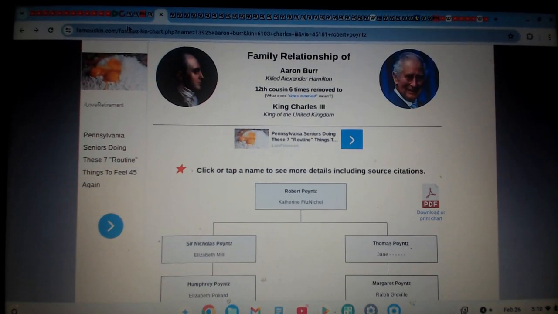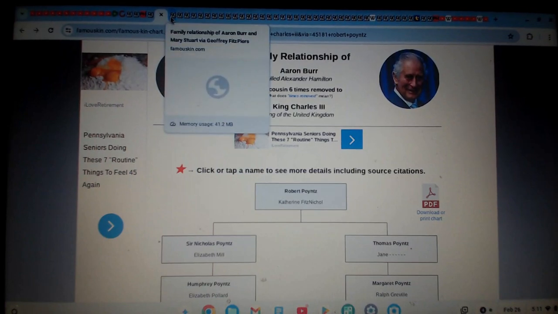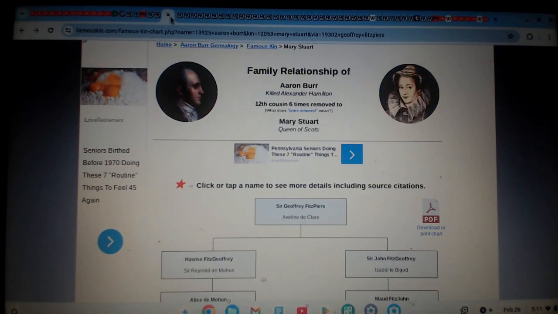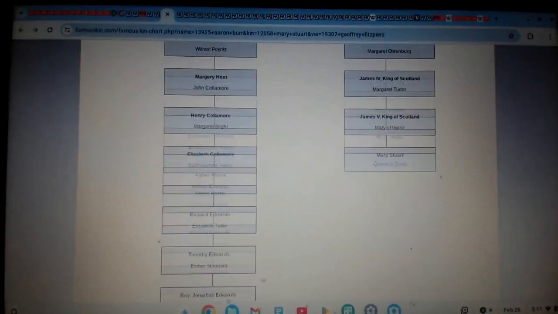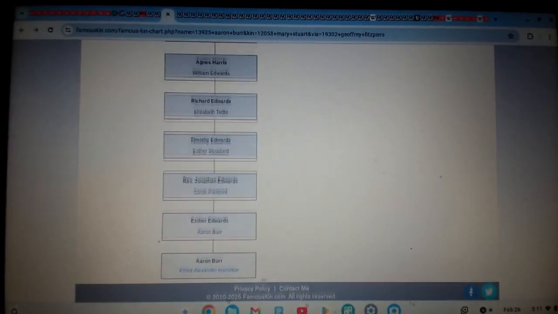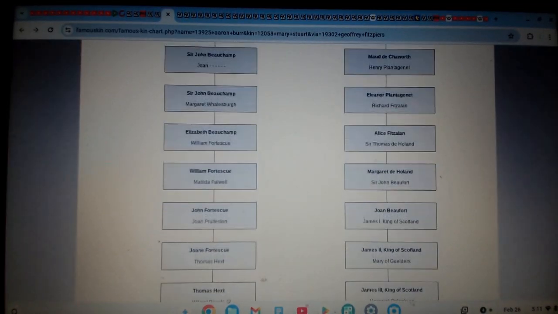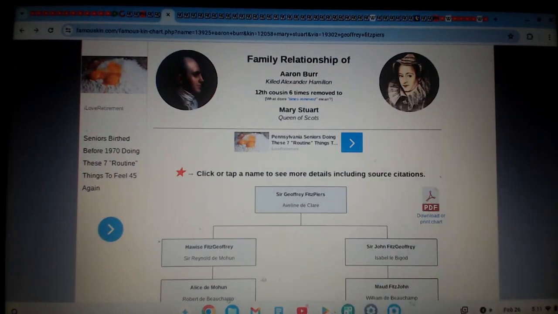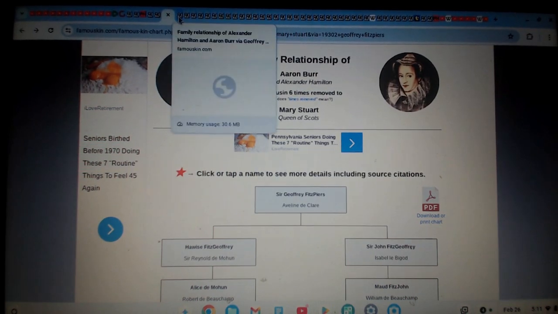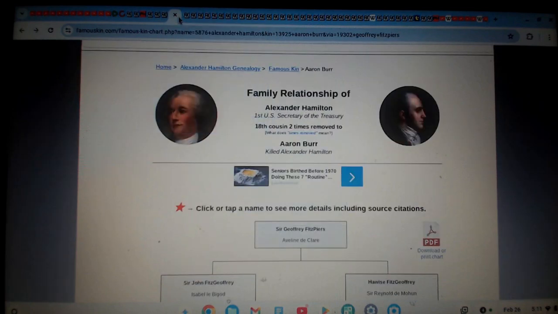Okay, well that's weird. How about this one? What about Mary Stuart? She's another one of the 7 kings, right? Oh wow. They share one grandparent. So not only do they share Robert I and Charlemagne, but they also share Sir Geoffrey Fitzpierce and Evelyn de Clare. Wow, that's a quinky dink. It has nothing to do with bloodlines, right?